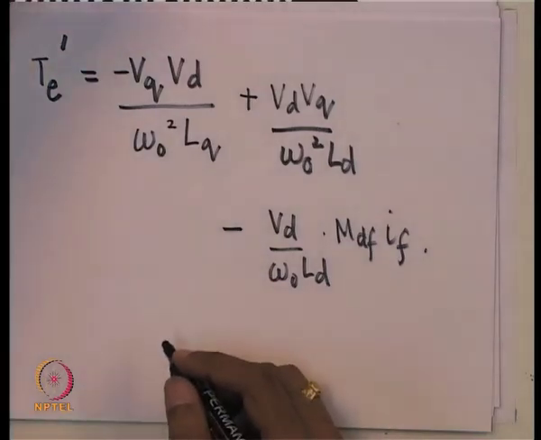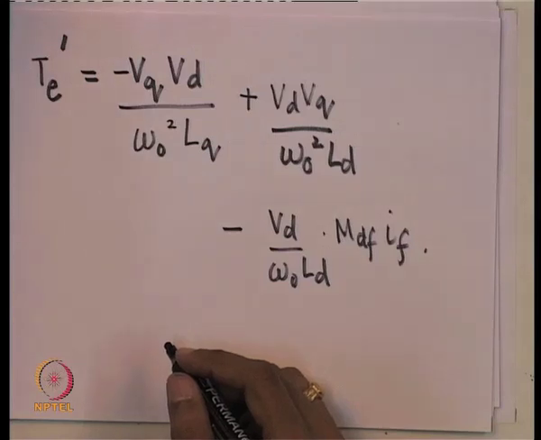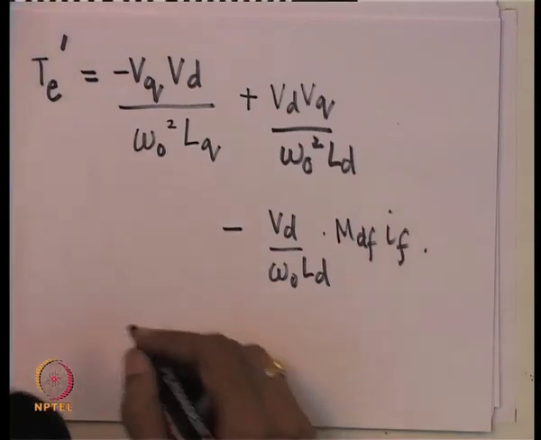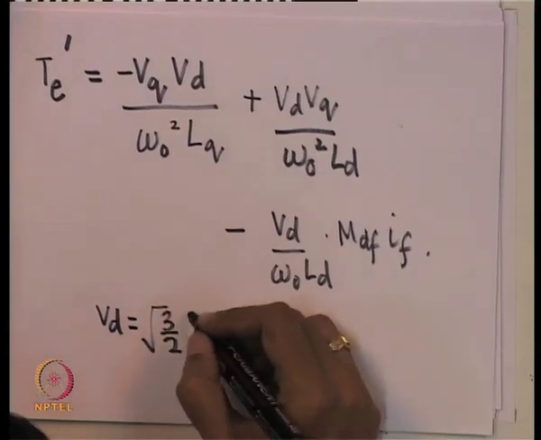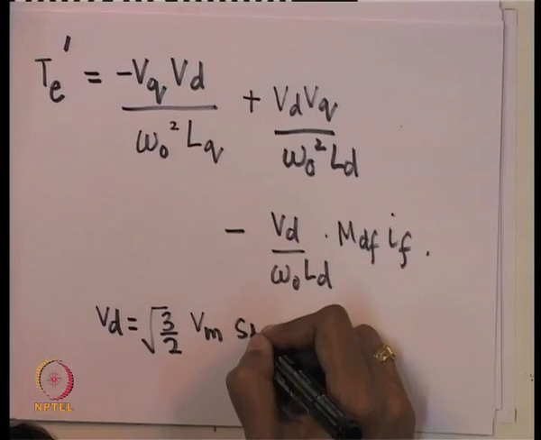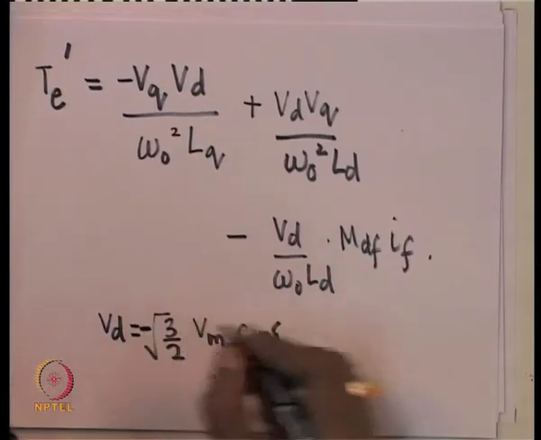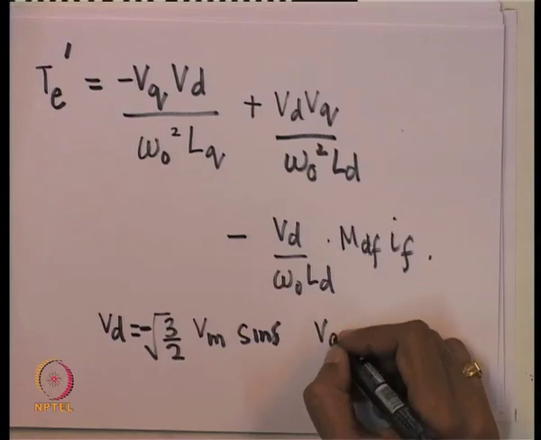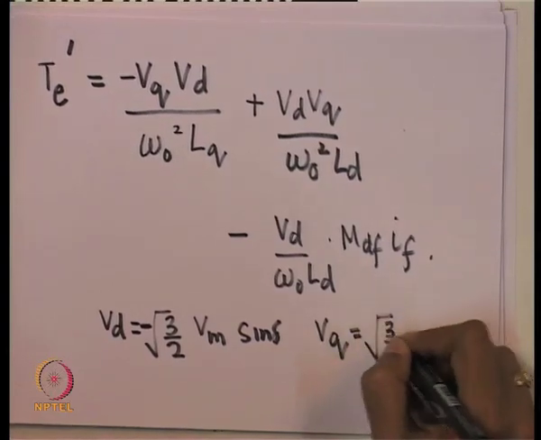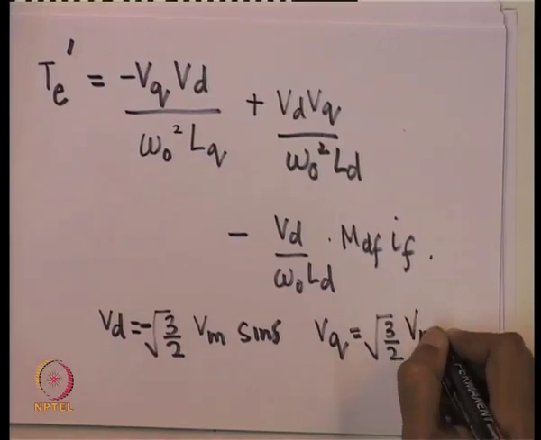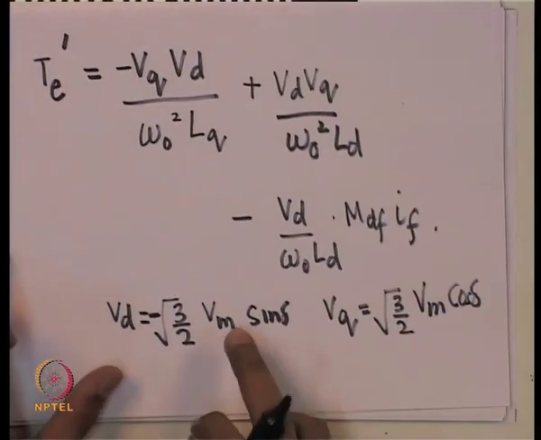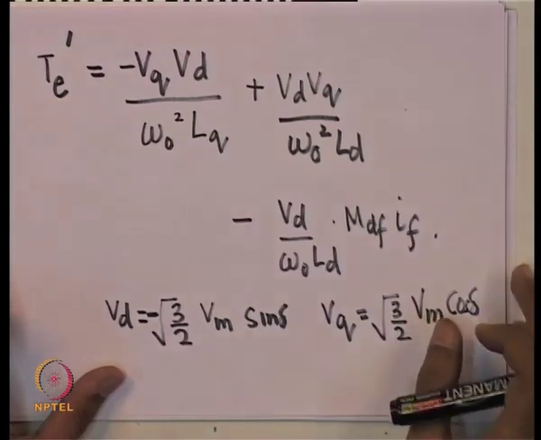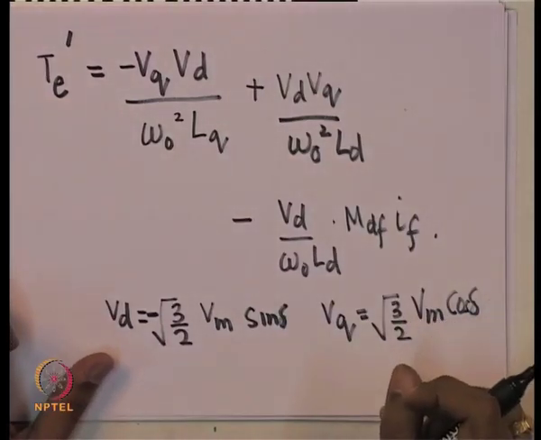Actually, V d and V q we have already computed from previous manipulations. In fact, V d is equal to root 3 by 2 V m sin delta with a minus sign, and V q is equal to root 3 by 2 V m cos delta. So, we can substitute this and finally obtain the electrical torque.